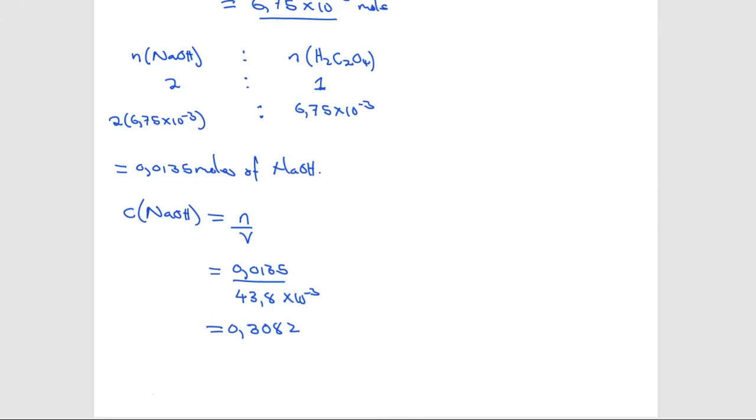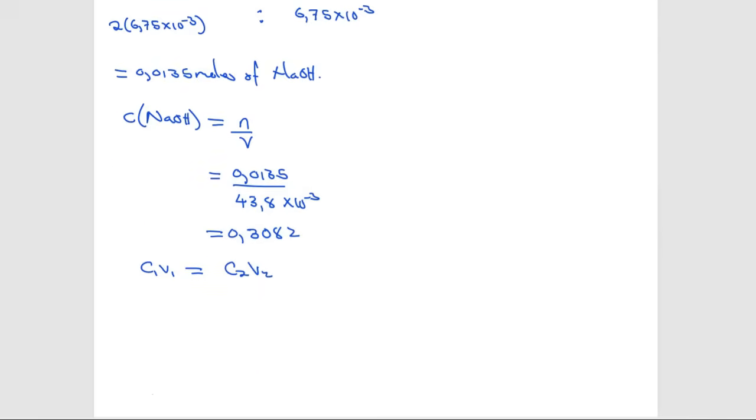I'm going to use the titration formula, where I'm going to say C1 V1 is equivalent to C2 V2, right? Then after that, what do I have there? The concentration. So I'm going to say C1. This is the concentration I'm looking for.